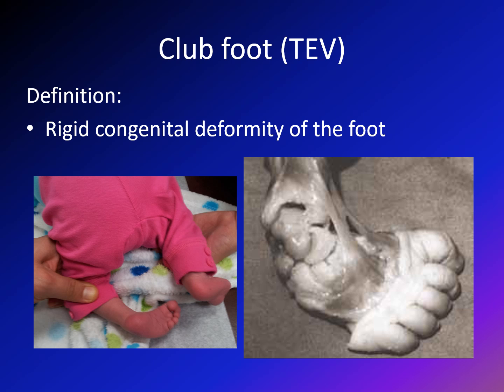So after we finish DDH, let's speak about another very common lower extremity problem that can happen in newborns, which is the clubfoot. The clubfoot is a congenital deformity of the foot, and it has to be rigid. So it is not a flexible deformity, it is a rigid congenital deformity of the foot. It is one of the most common musculoskeletal diseases that affect newborns, and one of the most common causes for pediatric orthopedic referral.